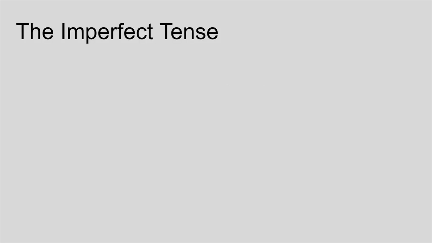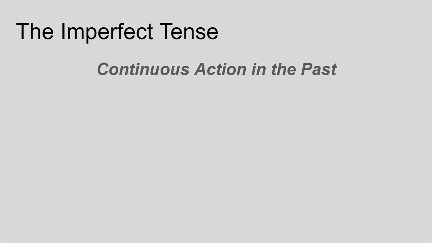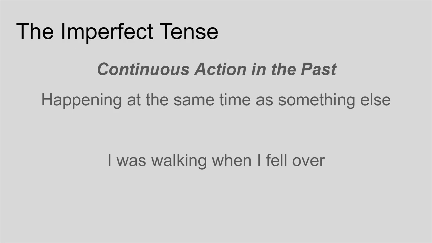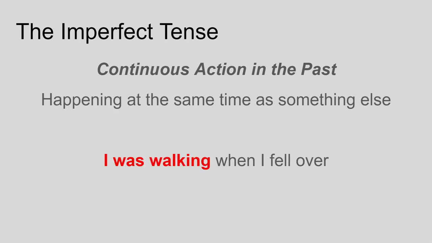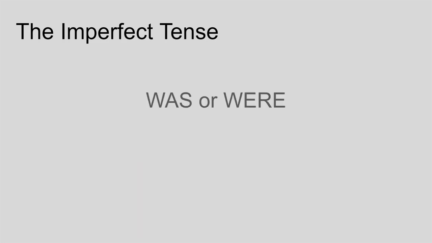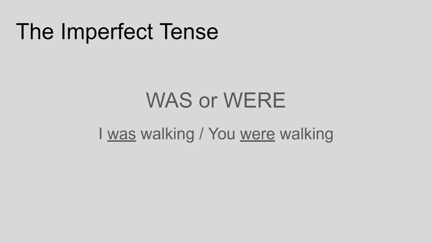Let's dive in. To start with, the imperfect tense is what's called a continuous action in the past. This means that we use it to show something happening alongside another action in the past tense. For example, I was walking when I fell over. The imperfect tense, I was walking, shows me that this action was happening in the past, and it was ongoing, whereas the perfect tense, I fell over, is a completed action. It only happened once. Now, when you see the imperfect tense in Latin, the important thing to remember is was or were. This is how you should aim to translate it. So I was walking or you were walking. It's really important that you keep that in mind.